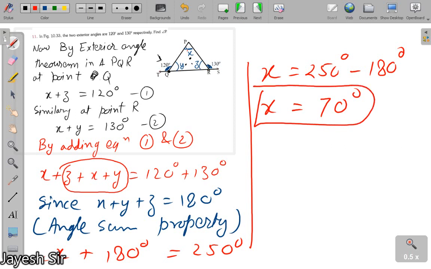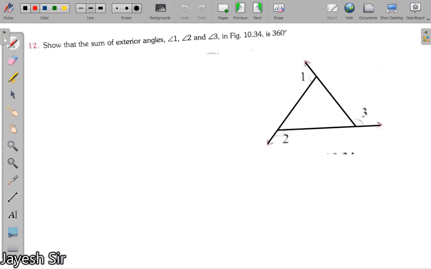Once again, you can apply any method that you like, but you have to keep in mind, you have to mention the properties that you are going to use. Like I have mentioned angle sum property, exterior angle theorem, exterior angle property. You have to mention those properties. That is the most important part.